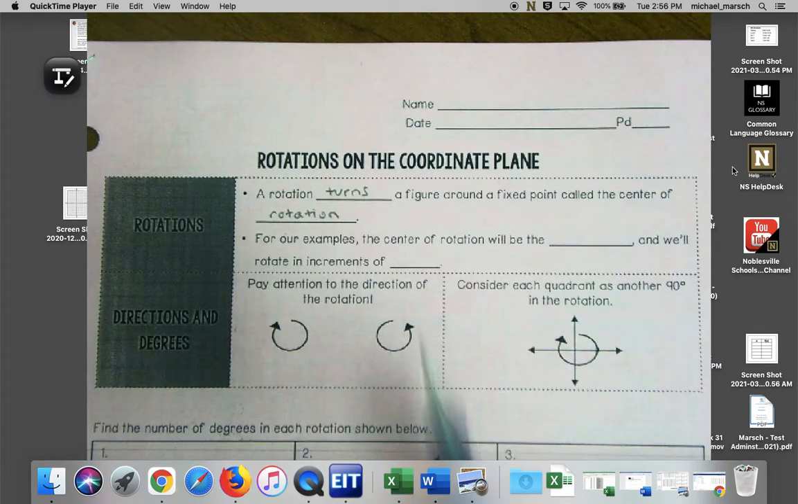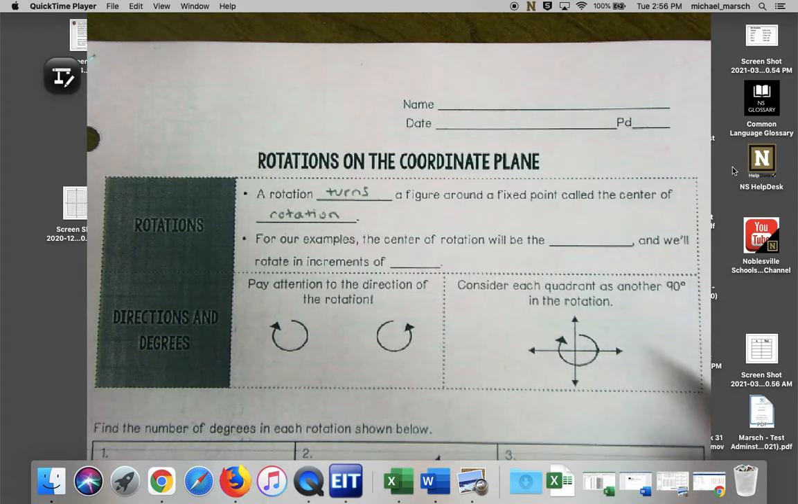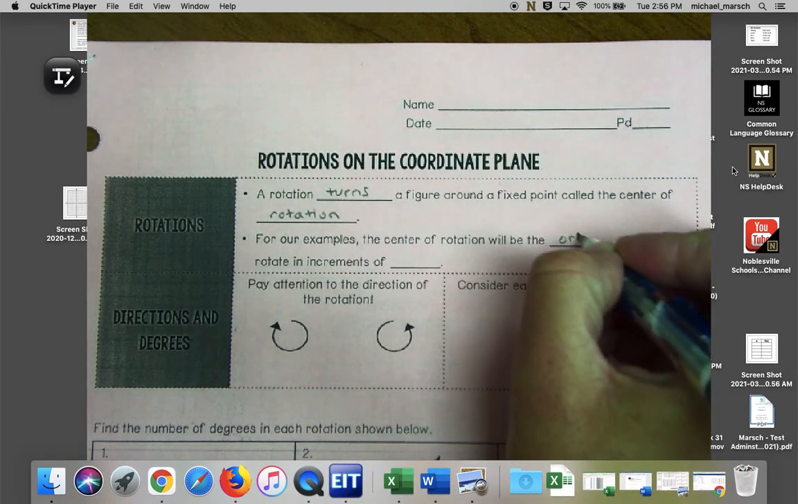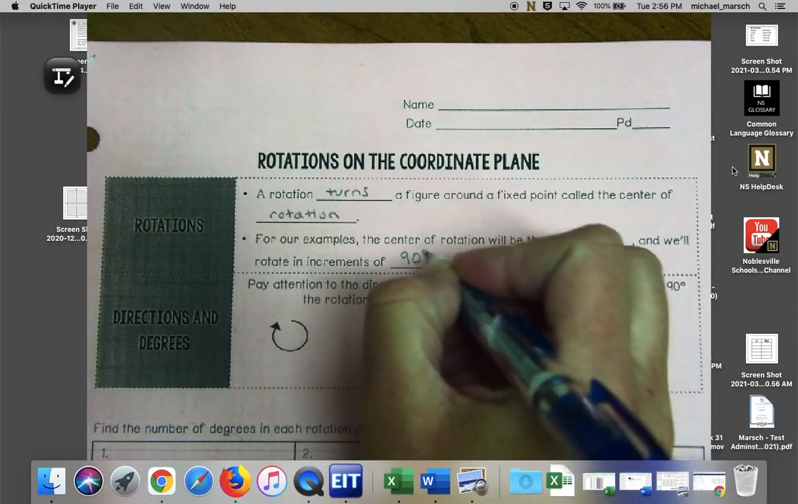Okay. So when we're talking about the center of rotation, think of like a bike tire and how all the spokes come together in the middle. That would be the center of the rotation, right? For our examples, the center of rotation will be the origin and will rotate in increments of 90 degrees.